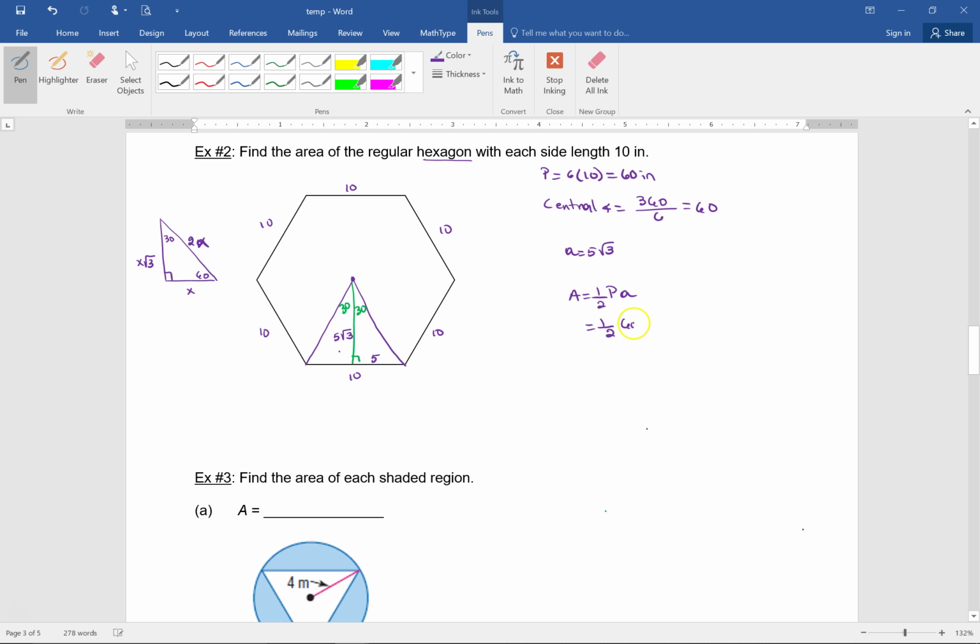Half times 60 times 5 root 3. So this is 150 root 3 square inches. Okay? Which means it's 259.8 inches squared. All right?